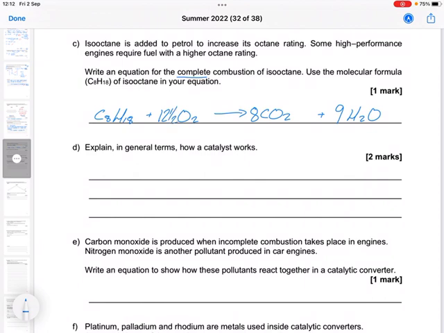Okay, part D. Explain how a catalyst works. So a lot of this stuff you either know or you don't. So it has an alternative pathway with a lower activation energy. So there's your 2 marks there.